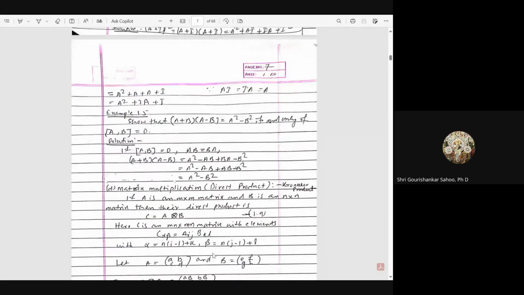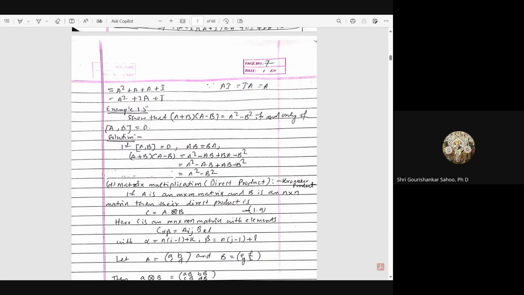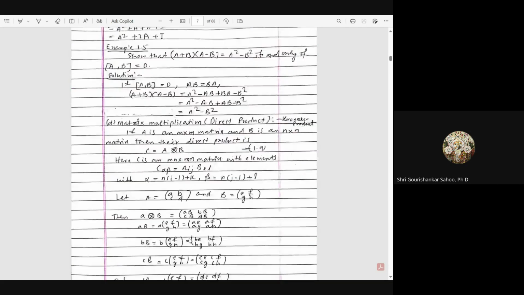And so you can have (A plus B) multiplied by (A minus B) is equal to A square minus B square if and only if the commutator bracket A comma B is equal to 0. So you can see the commutator bracket of A and B is equal to 0, so your AB is equal to BA. So (A plus B) into (A minus B) is equal to A square minus AB plus BA minus B square, and since it obeys the commutative law, minus AB plus AB cancels out, which is equal to A square minus B square.